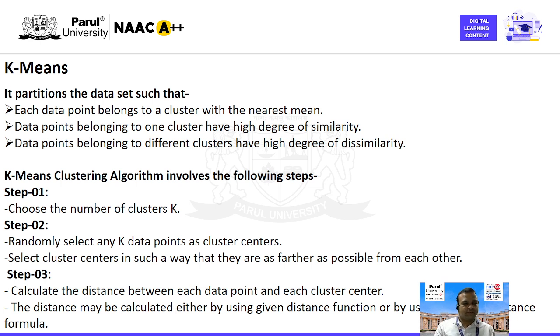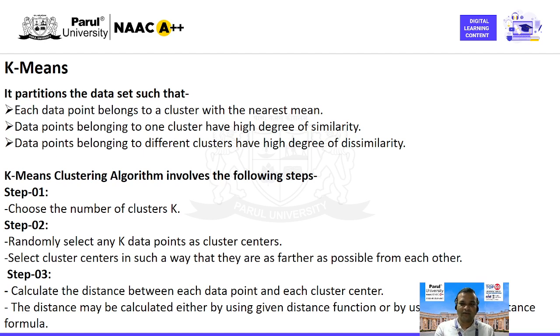K-means partitions the data set such that each data point belongs to the cluster with the nearest mean. Data points which are in one cluster have a high degree of similarities. Data points belonging to different clusters have a high degree of dissimilarities.